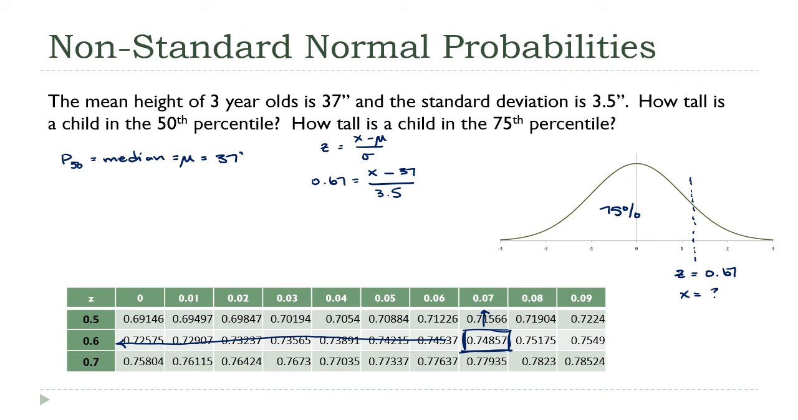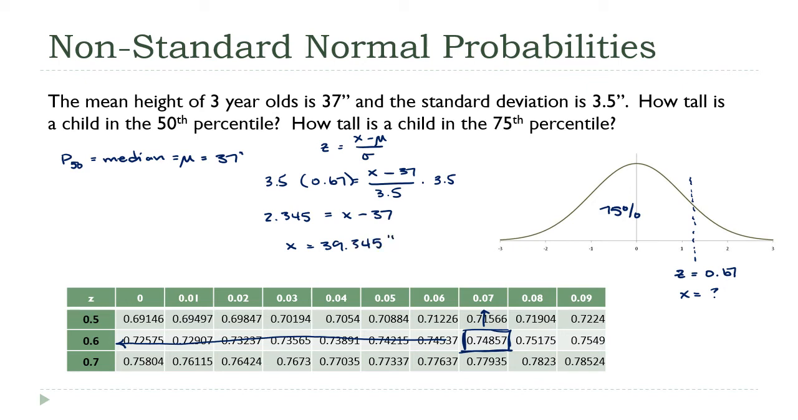Let's multiply both sides by 3.5. 3.5 times 0.67, that's 2.345, equals x minus 37. So I'll add 37 to both sides, and I get 39.345. And don't forget the units, inches.